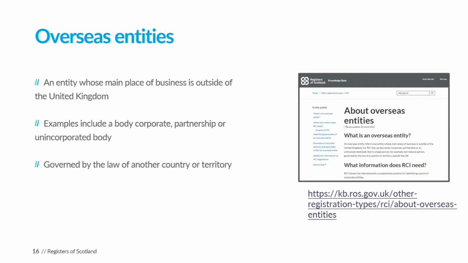Finally, there are overseas entities. These are entities whose main place of business is outside of the United Kingdom. For RCI, this can be a body corporate, partnership, or an unincorporated body that is a legal person, i.e. a non-natural person, governed by the law of a country or territory outside the UK. All of these categories have multiple examples online, and we'll run over a few scenarios shortly.